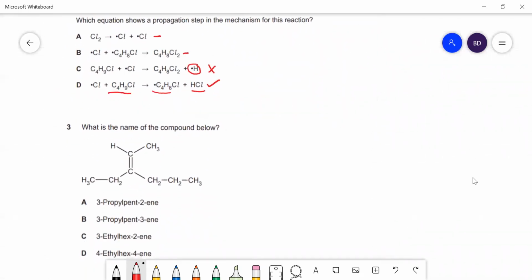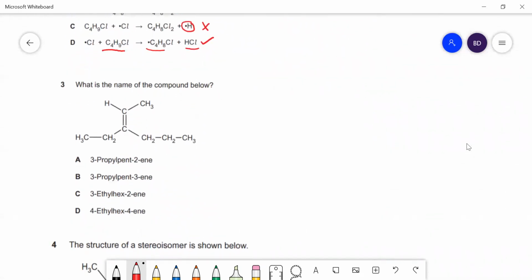Right, name the compound below. So we need to find the longest carbon chain, and we need to include that alkene group in the longest carbon chain. So the other 1, 2, 3, 4, 5, 6. So that's going to be hexene. But we've also got this side group stuck on it, which is an ethyl group. So we'll call that 3-ethylhexene. So that C is the right answer. 3-ethylhexene.